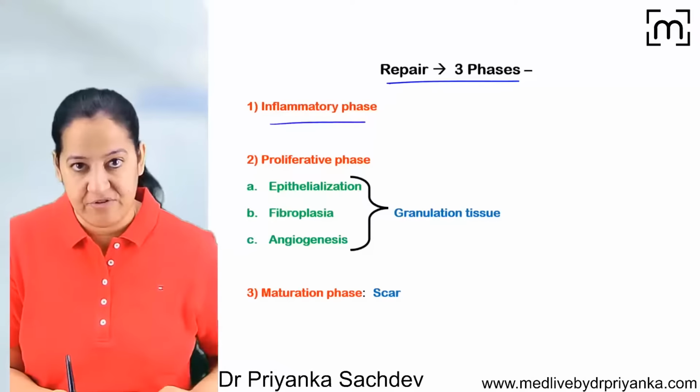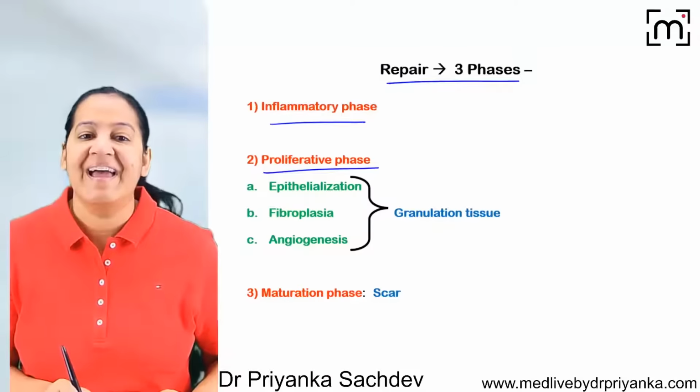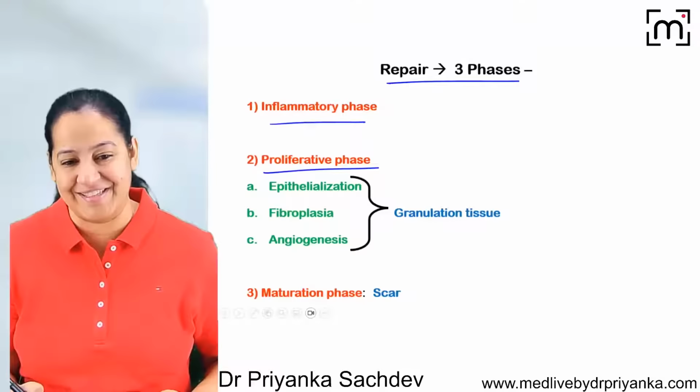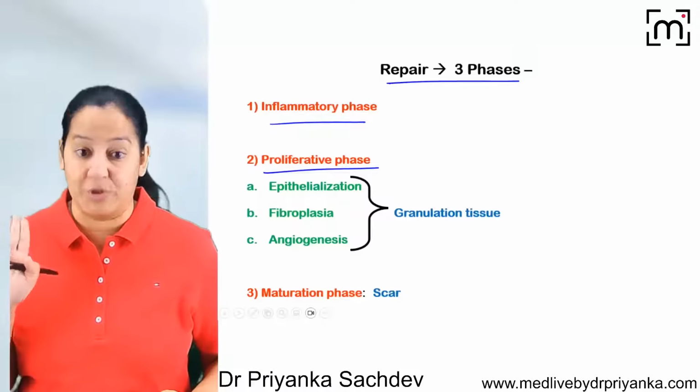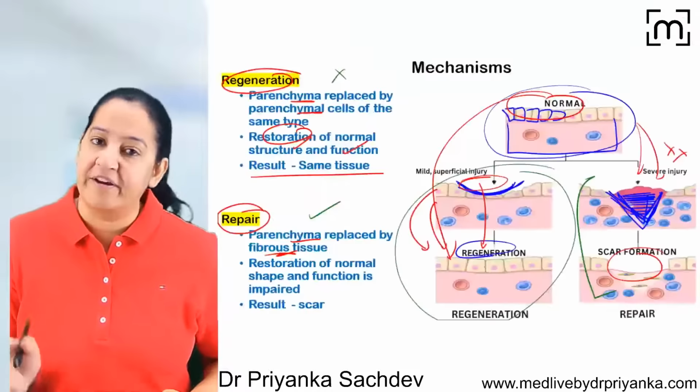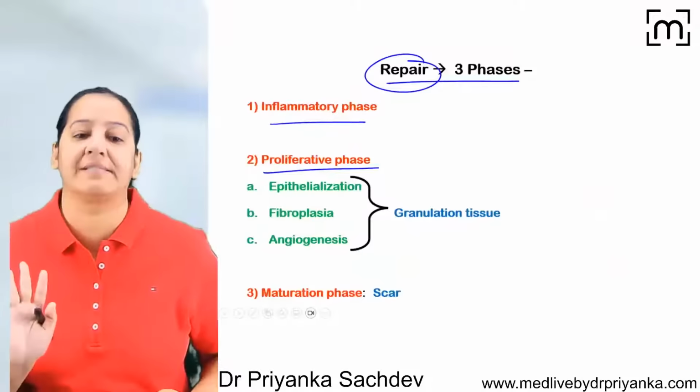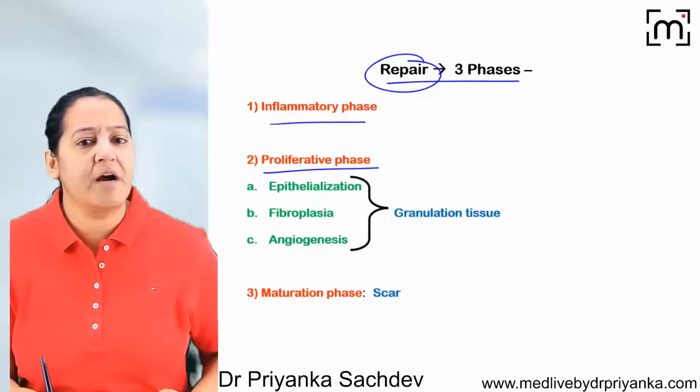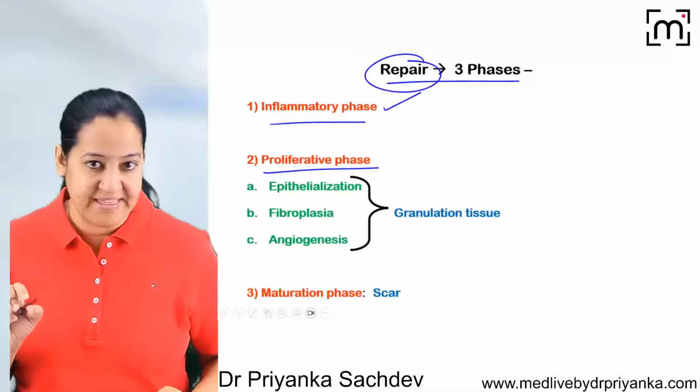The first phase is the inflammatory phase, the second phase is the proliferative phase, and the third phase is the maturation phase. One by one, we will see all of them, the three phases of repair. Regeneration definition is sufficient. Now the steps of repair. First, let's come to the inflammatory phase.